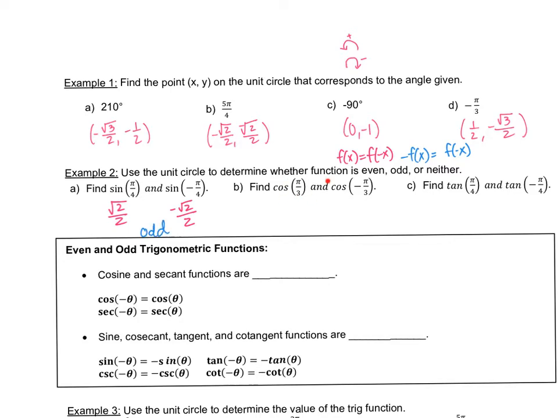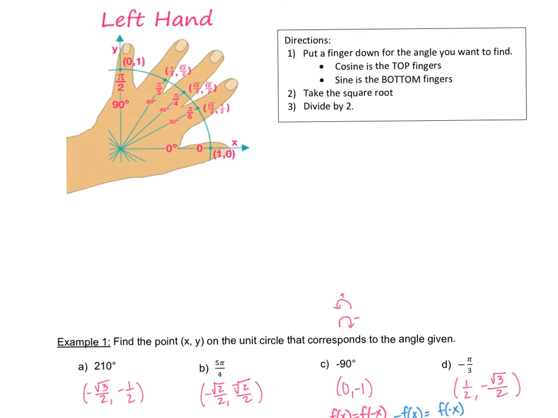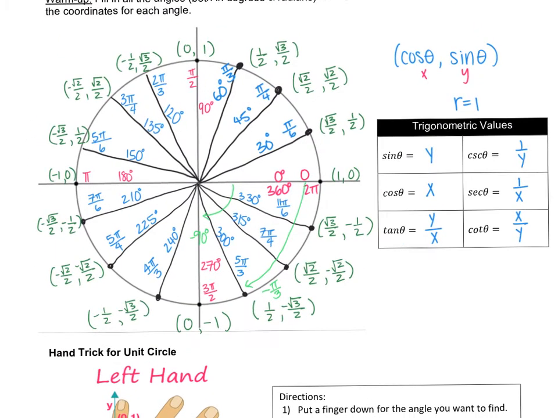For cosine, let's take a look at what happens. So they want us to evaluate pi over 3. So we're going to go to pi over 3, which is right here. And for pi over 3, the cosine value is the x value, which is a half. So this is the positive pi over 3.